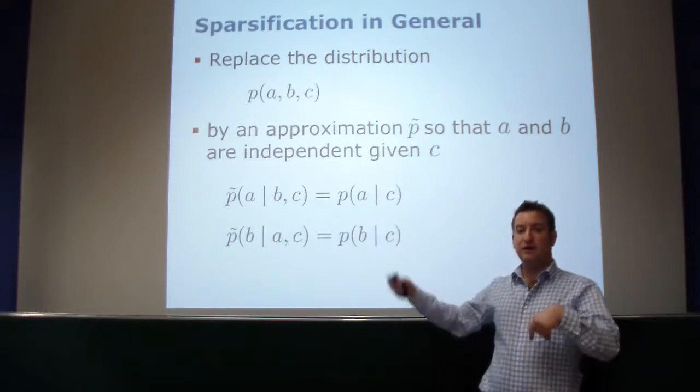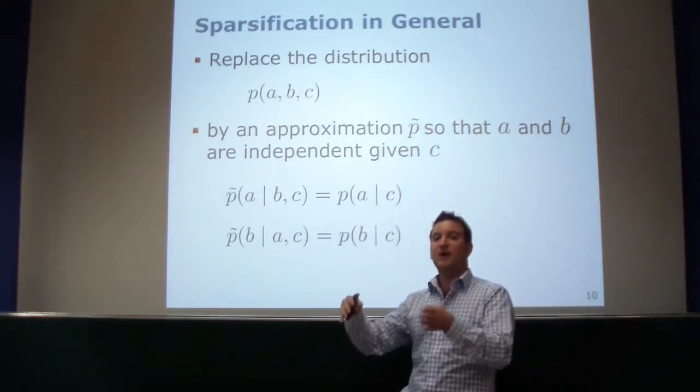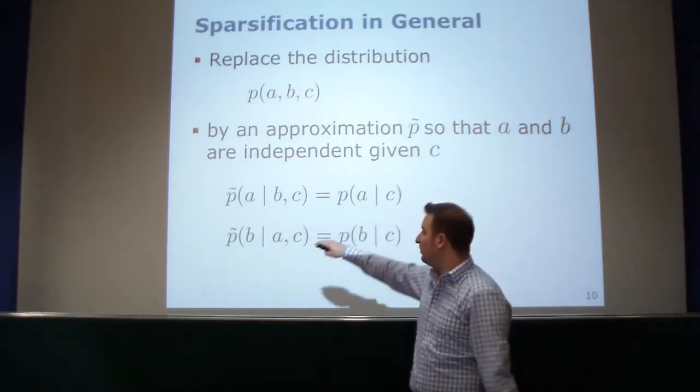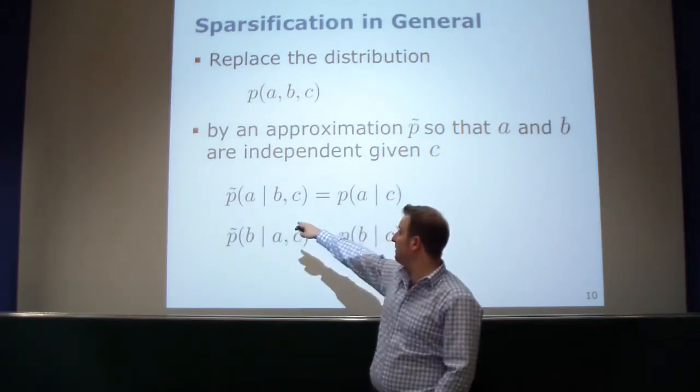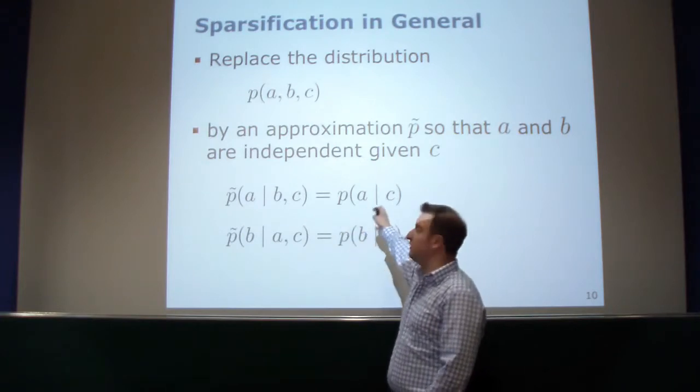So we simply generate a new probability distribution. We take the original one, but we assume that we can replace every occurrence of P of A given B, C by P of A given C.